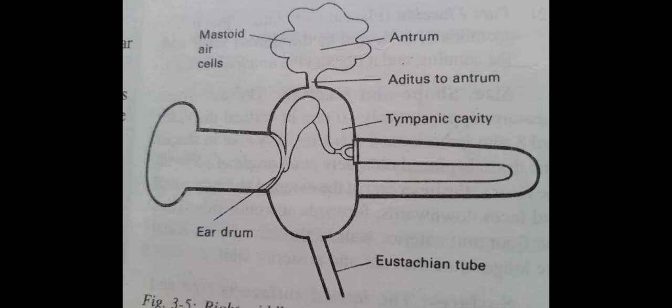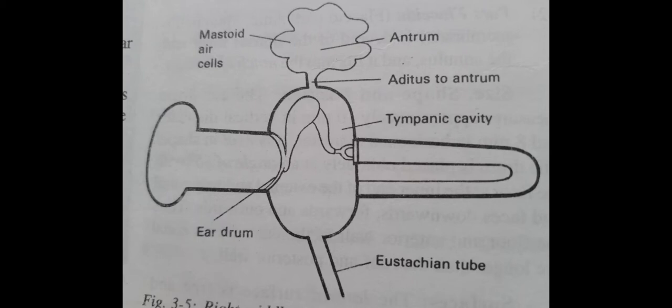And functionally and structurally, it forms the lateral wall of the tympanic cavity. This tympanic cavity's lateral wall is formed by the tympanic membrane or eardrum. There are 3 layers of the tympanic membrane.